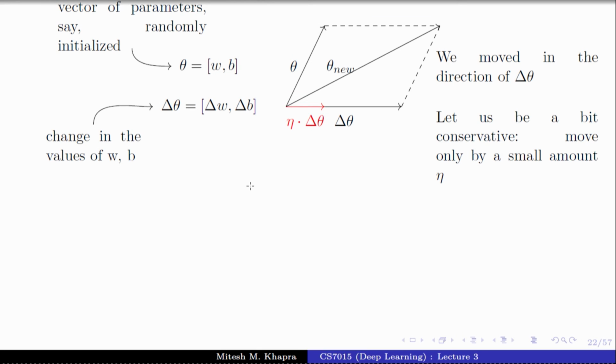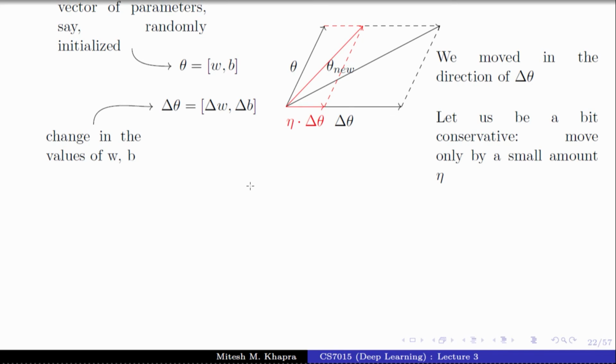Fine? Okay. So now I'm going to be a bit more conservative. So instead of moving by delta theta, I'm going to move only by a small value in that direction. So remember, a vector has a direction as well as a magnitude. All I'm saying is the direction is fine, but I'll move only by a small magnitude in that direction. So instead of this theta new which you currently see, what will your theta new be? This new red vector that you see. Is that fine? Okay. So this is what my formula is. The new theta is equal to the old theta plus a small step in the direction of delta theta. Right? Does that make sense? Okay. So we are done.